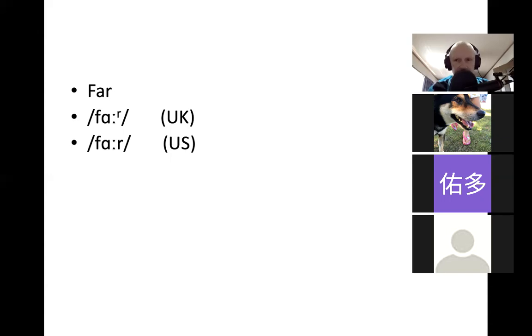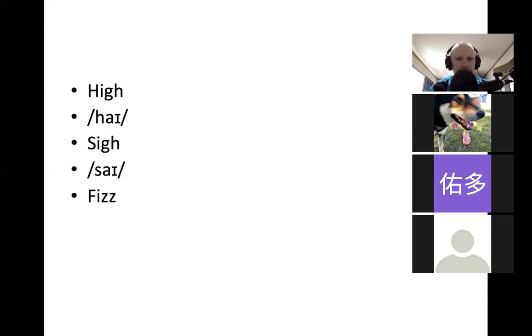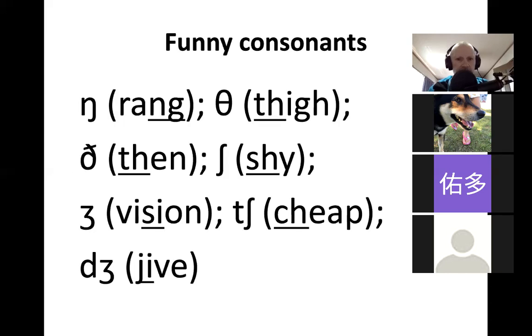And sometimes they write it stuck together on the A, maybe. Anyway, very, very. Way, way. Right? So in these cases, we say it's not the E, it's the w, way. Maybe. High, sigh, fizz, zip. Okay. And then you've got these funny consonants.